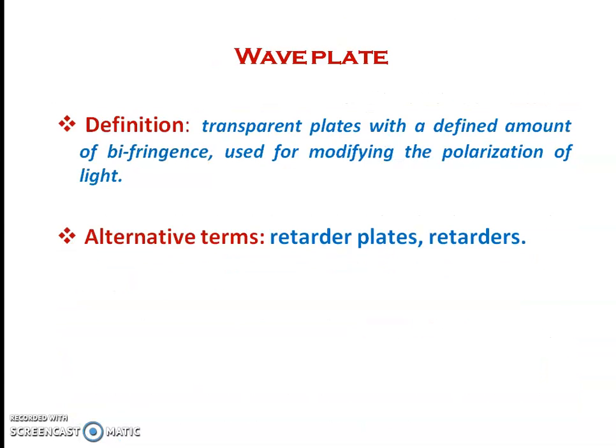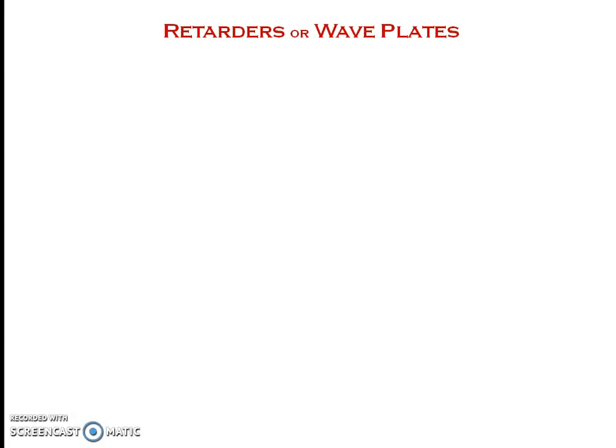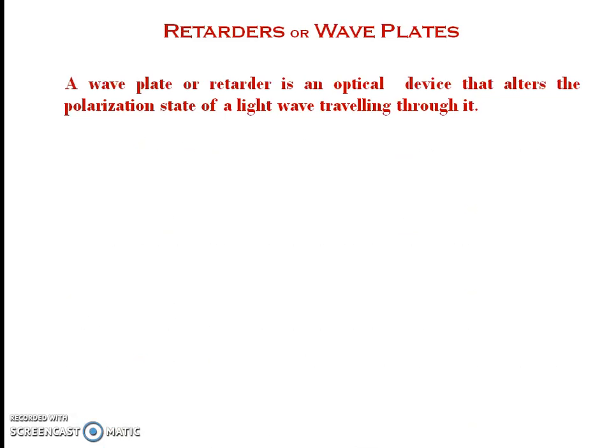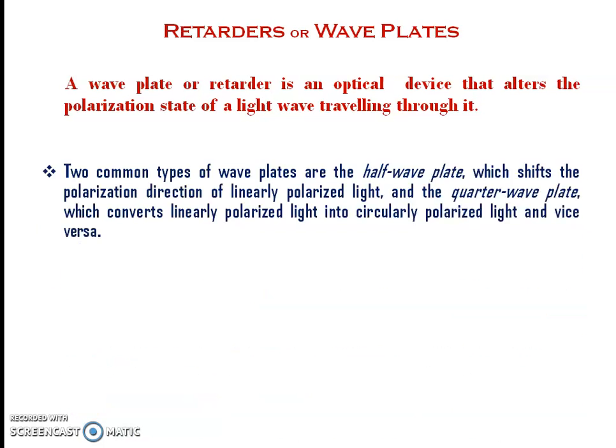Now, what are waveplates? Waveplates are transparent plates with a defined amount of birefringence which are used for modifying the polarization of light. They are also called retarder plates, or retarders. Now, what are retarders or waveplates? A waveplate or retarder is an optical device that alters the polarization state of a light wave traveling through it.